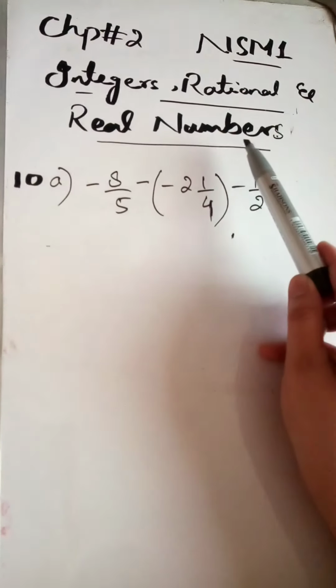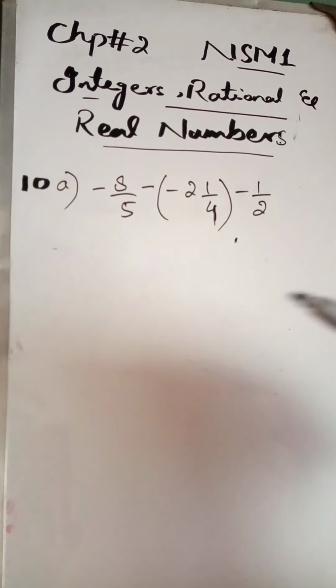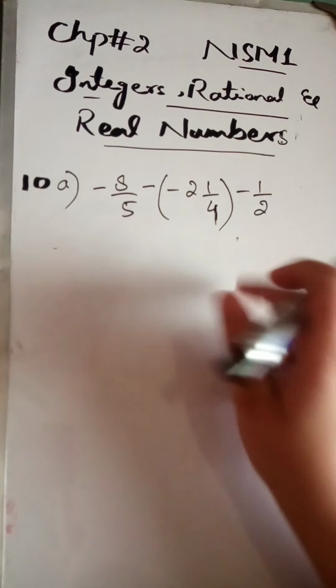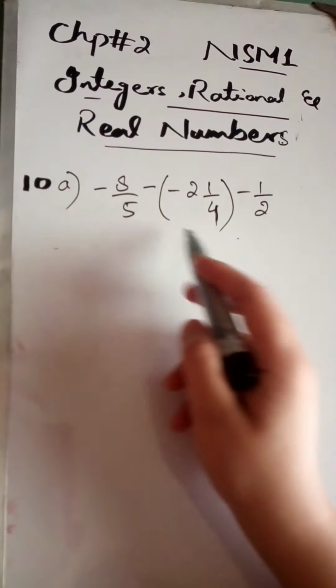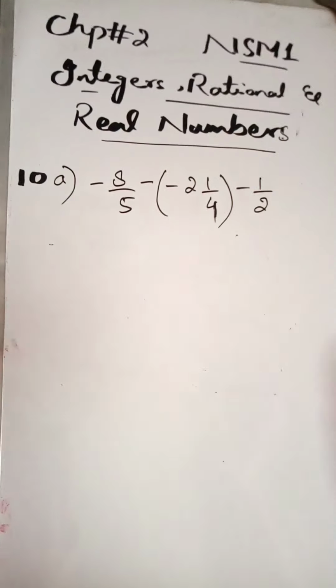Students, today we will do chapter 2, NSM 1, Integers, Fractions and Real Numbers, question 10, part A. That is regarding the fractions involving negative numbers. So first of all, in this question 10 part A, we have to solve this bracket. Or firstly, an easy approach is that you solve the mixed fractions first. So we start the question.